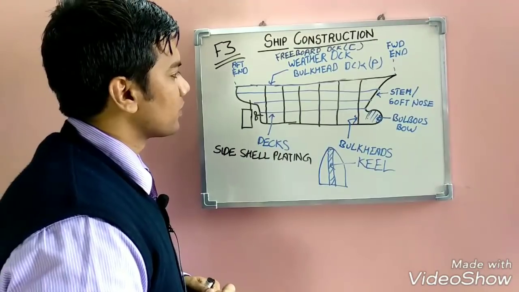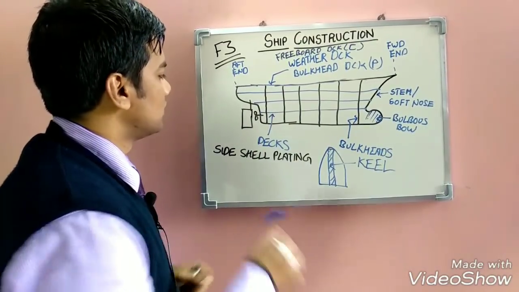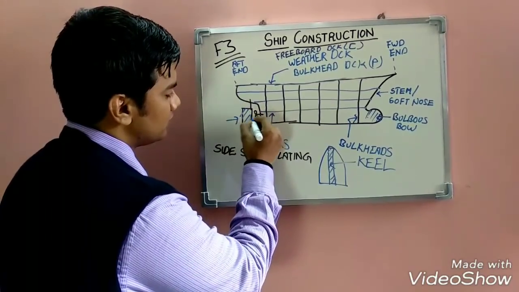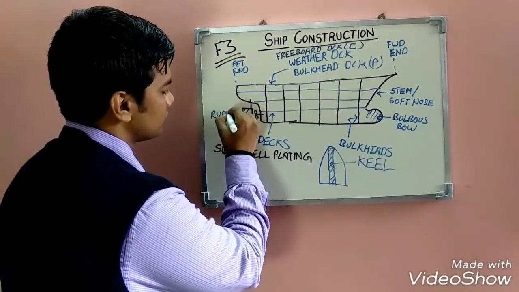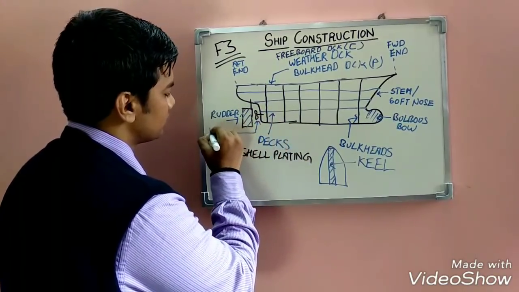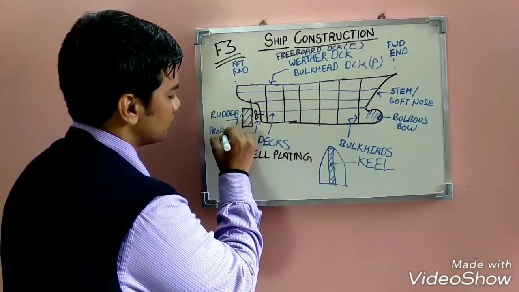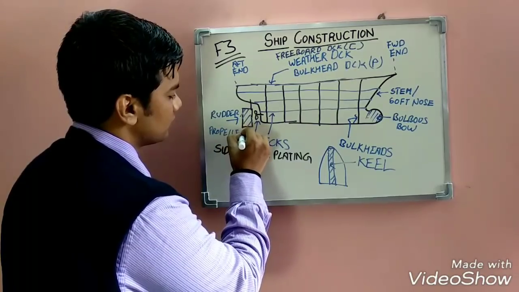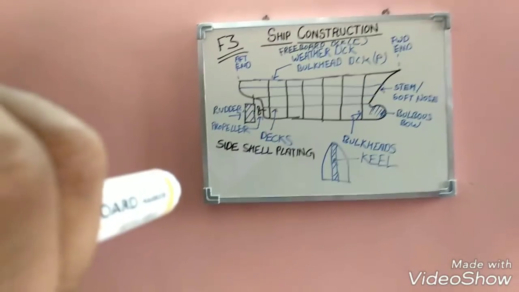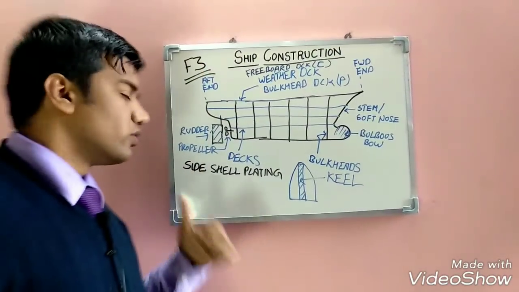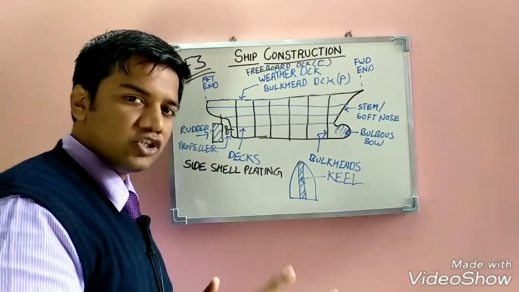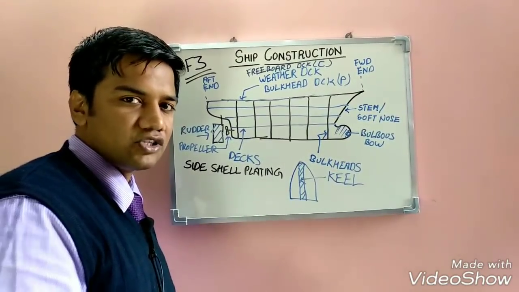Then this is your rudder. This is the propeller. The rudder is used to change the course of the ship, and the propeller is used to propel the ship in the forward direction or in the aft direction.